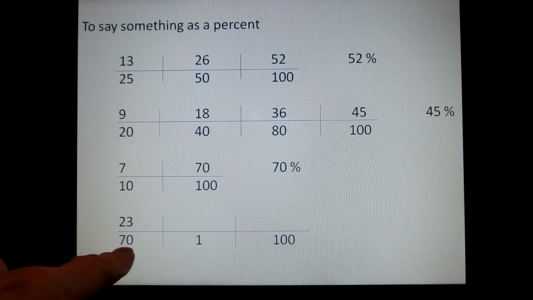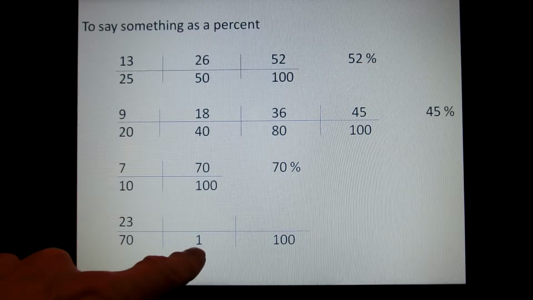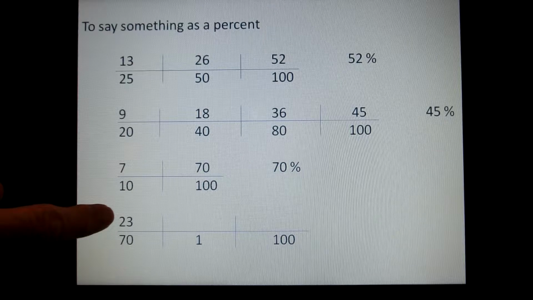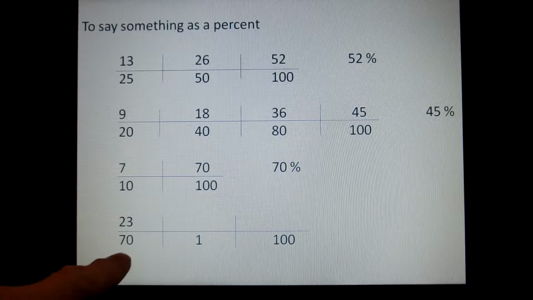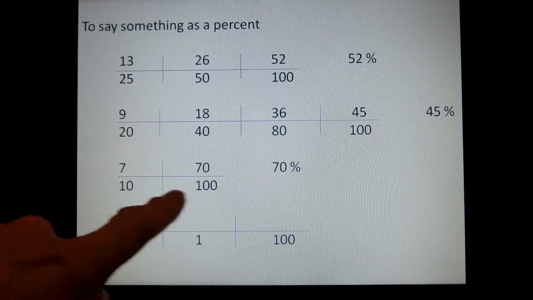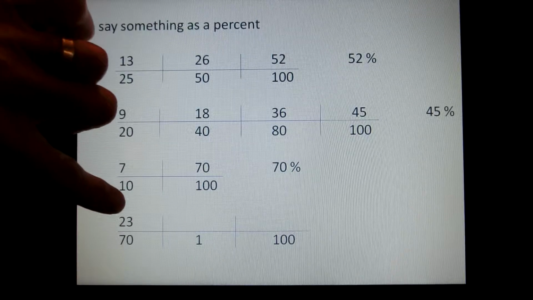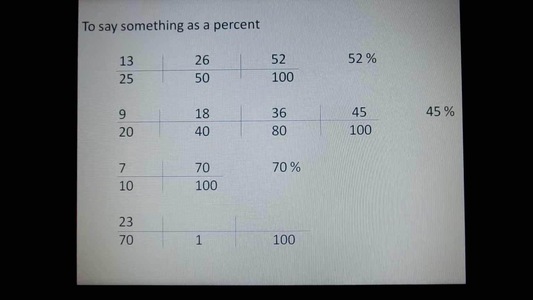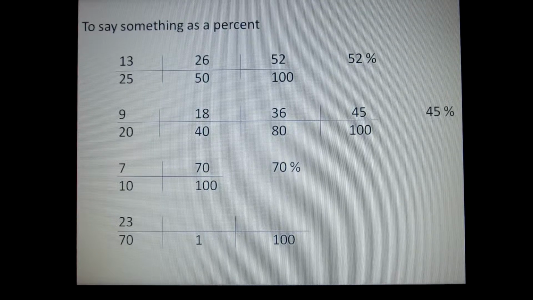What you're going to need to do is to divide by 70 and then times by 100. So if you're dividing that by 70, you must divide that by 70 as well. So put 23 in a calculator, divide by 70, and then times by 100, and that will tell you what it is as a percent. But with that one, you will need a calculator.